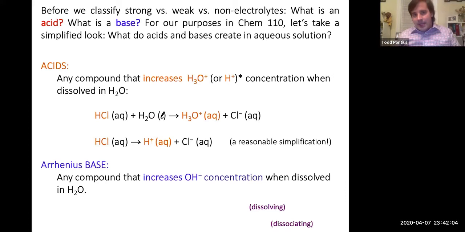And generally speaking, later on in Chem 112, when you do calculations involving acids, you can treat acids as being a source of H+ or H3O+. They're considered to be synonymous.